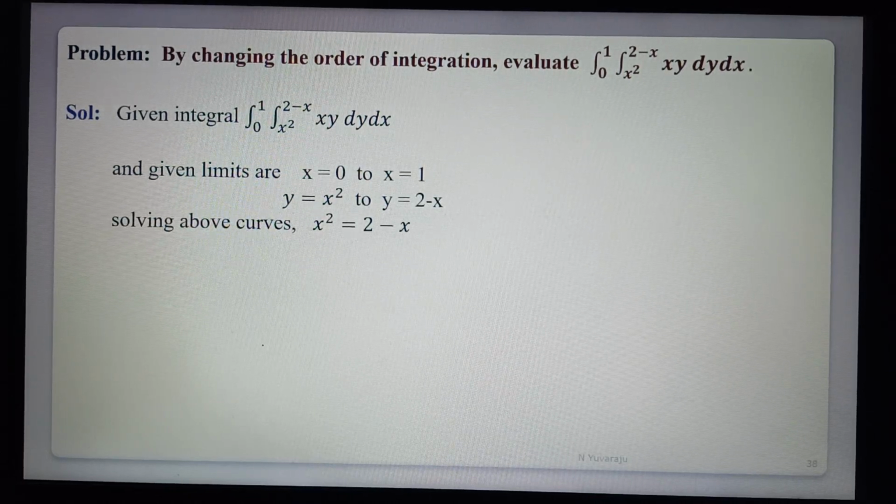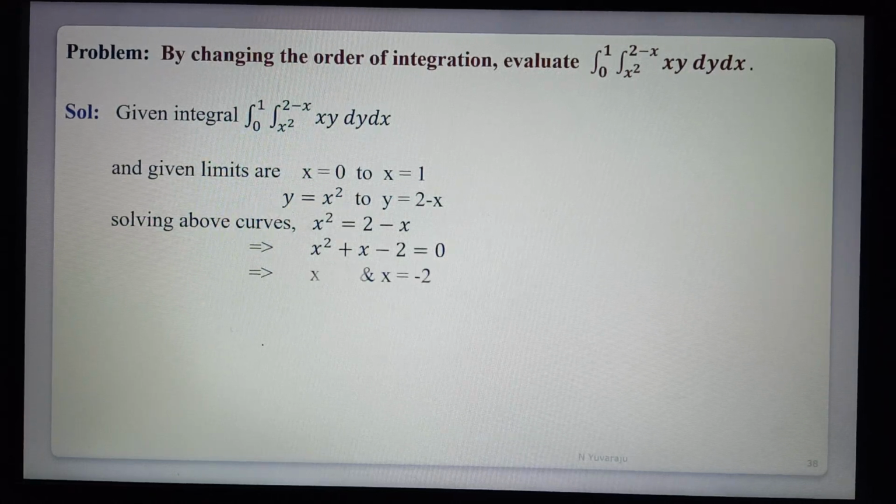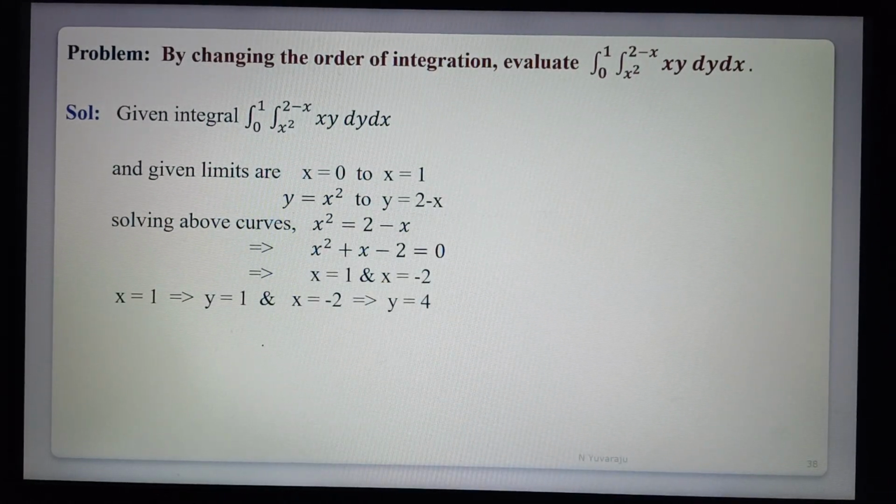Now we find the intersecting points of the curves. Given the curves y is equal to x square and y is equal to 2 minus x, equating both, x square is equal to 2 minus x, that is x square plus x minus 2 is equal to 0. Solving the quadratic equation, x is equal to 1 and x is equal to minus 2. For x is equal to 1, y is equal to 1, and for x is equal to minus 2, y is equal to 4. So the intersecting points are 1, 1 and minus 2, 4.